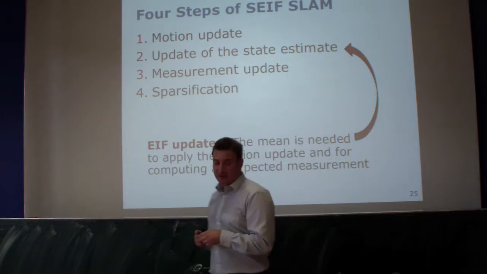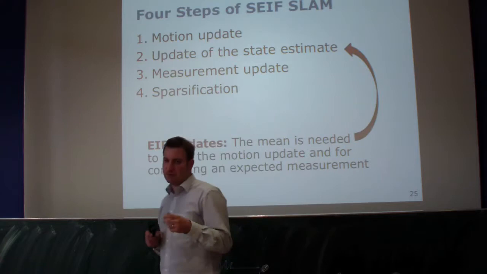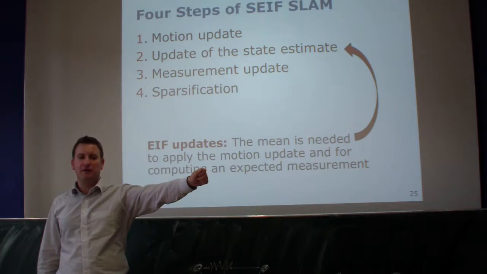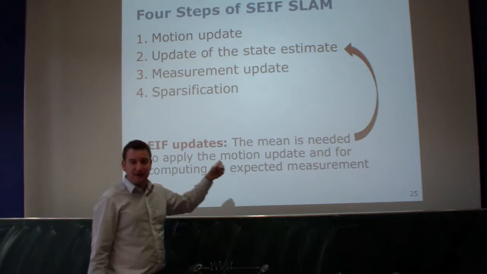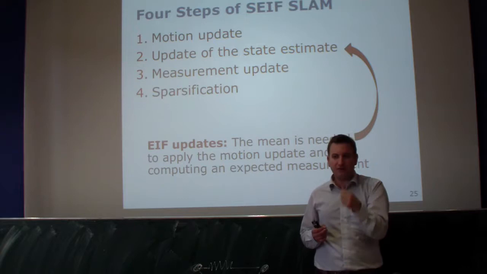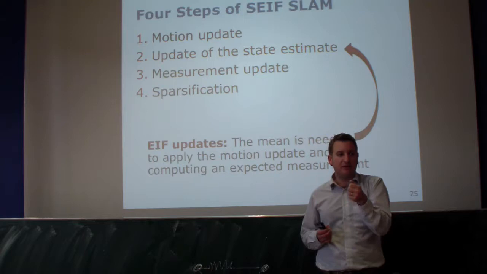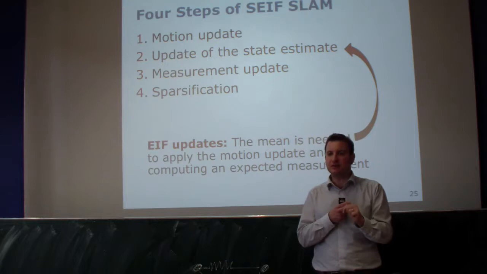estimate of the mean. Because as you may remember, the extended information filter had one of the problems: it actually needed the mean estimate to compute the transformation of the robot. So for the motion update, we need to have an estimate where the robot currently is. And the same holds also for the measurement update. If we want to do the measurement update, we need to know where the robot is, because we need to compute the expected observation of the landmark. So we need to know the estimate of the mean and the estimate where that specific landmark that I'm observing is in the environment. Otherwise, I cannot compute the expected measurement. So now, for example, the range bearing I'm expecting to get given my current knowledge. Therefore, I need the mean in order to do the computations.